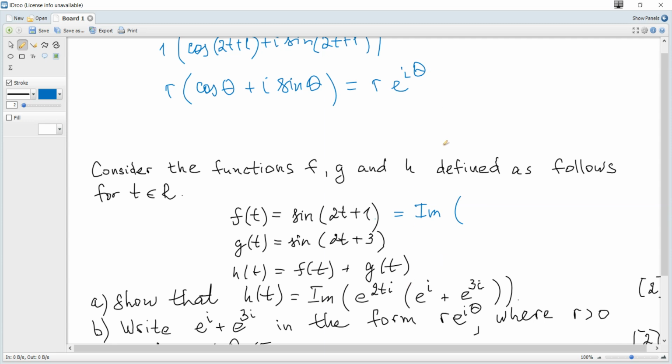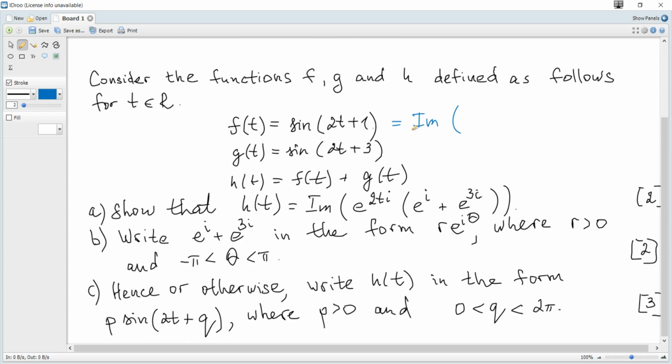We need it in Euler's form, or the exponential form, so its modulus is 1, just the number in front, and e to the power of i multiplied by 2t plus 1. And absolutely similarly, sine of 2t plus 3 is the imaginary part of e to the power i times 2t plus 3.